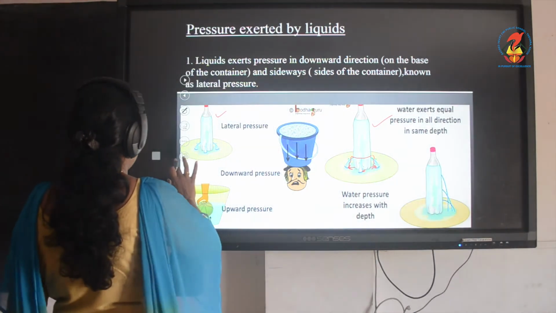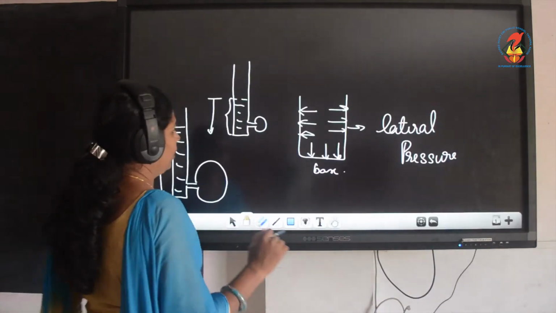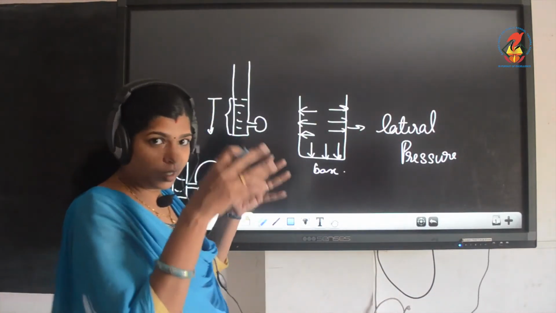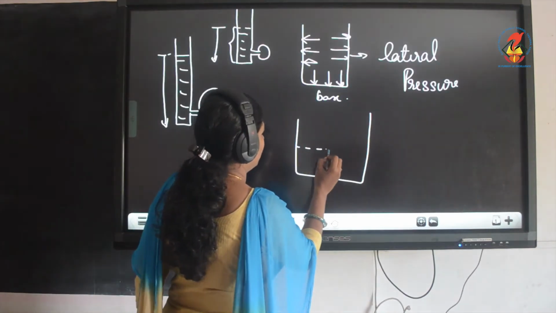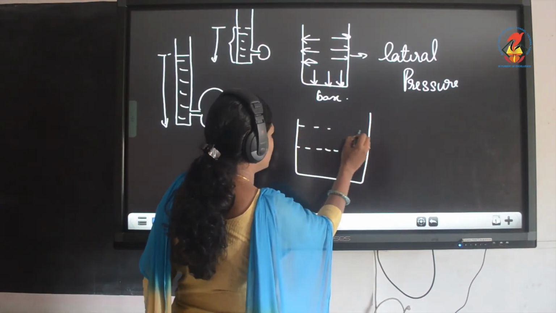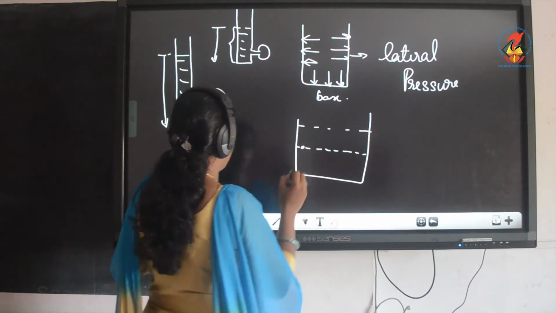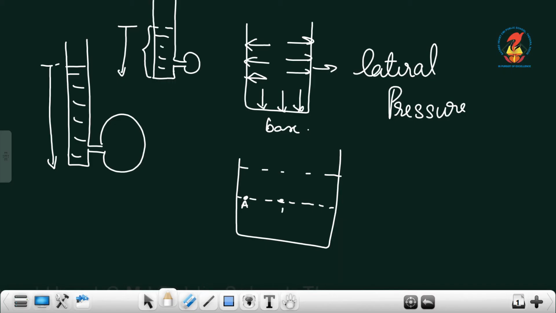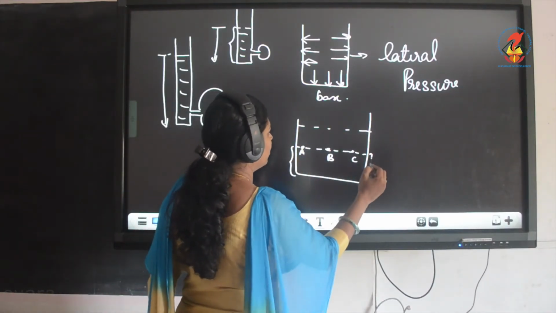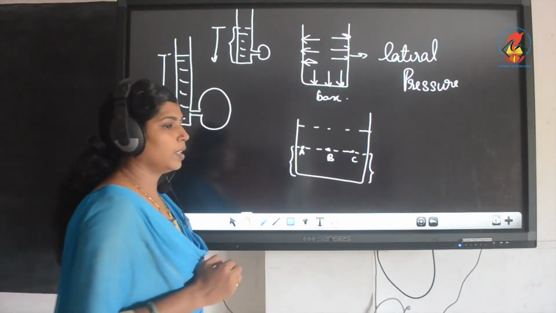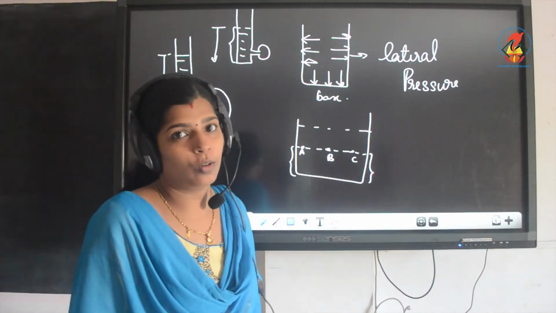This one I will draw in this way. Instead of drawing a cylindrical bottle, I am used to drawing a level. Water level is here. Here I mark points A, B, C. These 3 points are at the same height from the bottom of the water.